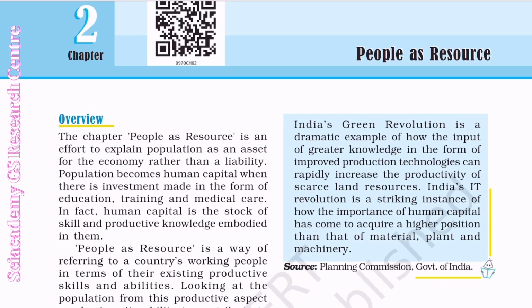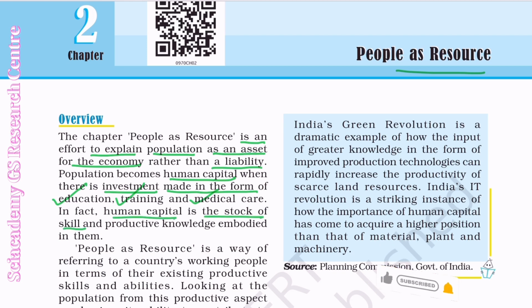This is page number 16, chapter 2, People as Resource. Overview. The chapter People as Resource is an effort to explain population as an asset for the economy rather than a liability. Population becomes human capital when there is investment made in the form of education, training, and medical care. In fact, human capital is the stock of skill and productive knowledge embodied in them.